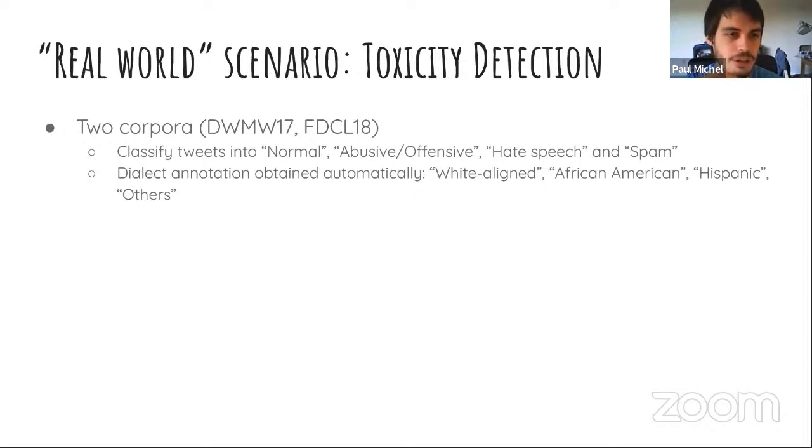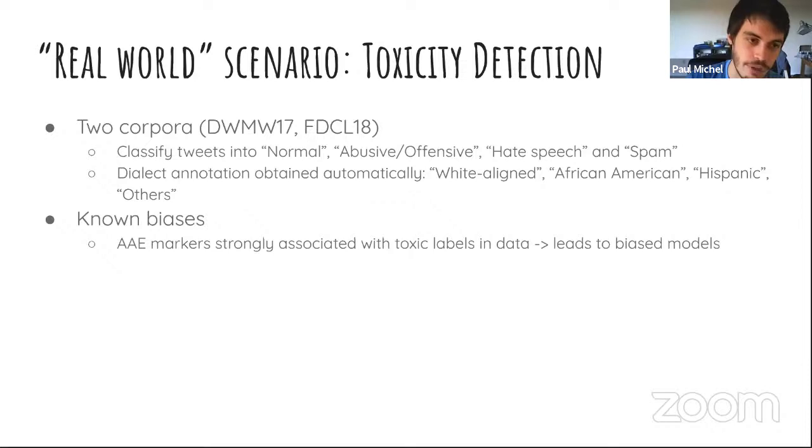The two corpora we're using are one from Davidson et al. 2017 and Founta et al. 2018. There are two toxicity detection data sets. And the task is to classify tweets into different categories like normal, abusive or offensive, hate speech, and spam. Before I talk about this, one thing about these data sets that has been explored in the past in various works is that there's known bias towards certain demographics, typically, for instance, African-American English markers. Yes, I didn't mention that earlier, but those two data sets are in English.